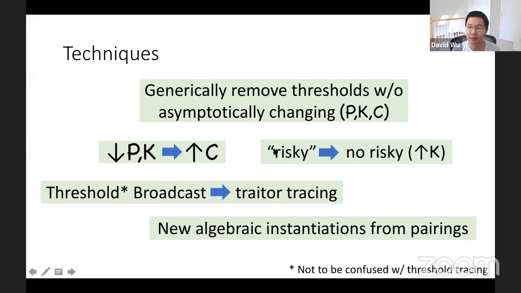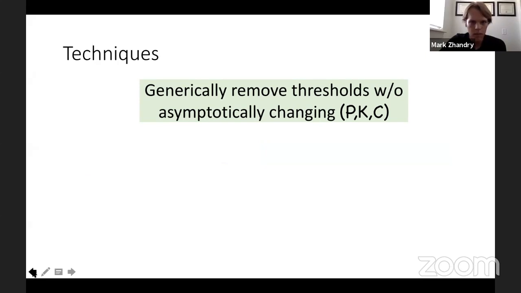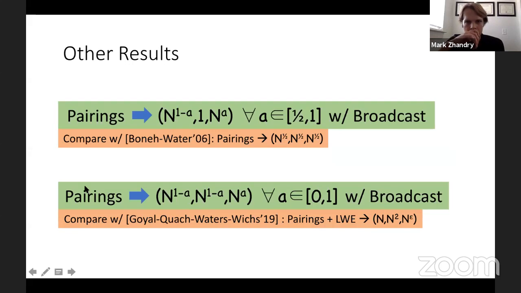How do the parameters compare with respect to existing broadcast and trace schemes, say from pairings? Basically, if you're willing to assume things like obfuscation or slightly weaker primitives, but nonetheless non-standard, you can get constant size parameters for broadcast and trace. If you are focusing on standard assumptions, there's the old work by Boneh and Waters, where just based on pairings, you can get n to the 1/2 for all 3 parameter sizes. We improve that down by getting constant size secret keys while maintaining the n to the 1/2 public keys and ciphertext.